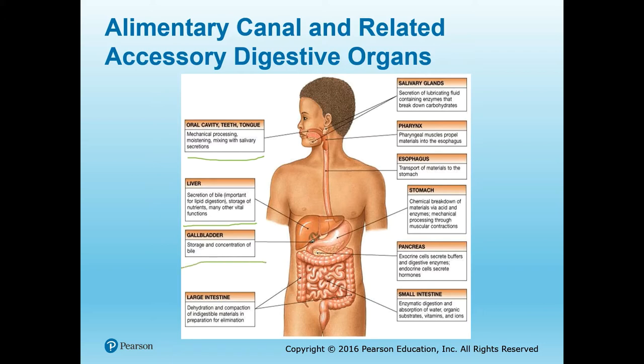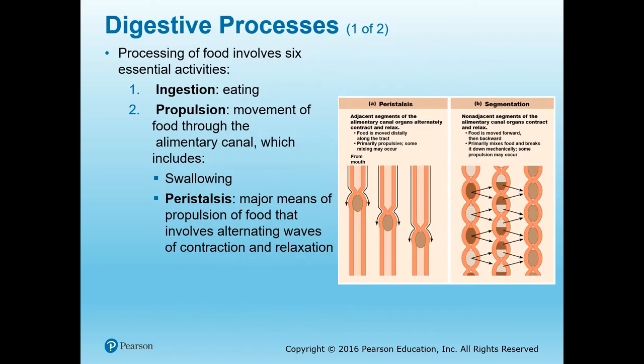I'm not going to read off every little bit of this, but go ahead and pause the video. This is where you write down, okay, esophagus, what does the esophagus do? Stomach, what does the stomach do? Pancreas, what does the pancreas do? Okay, this is a good brief analysis of each item in the alimentary and the accessory organs, or system, I should say. All right, then this is part of your assignment as well.